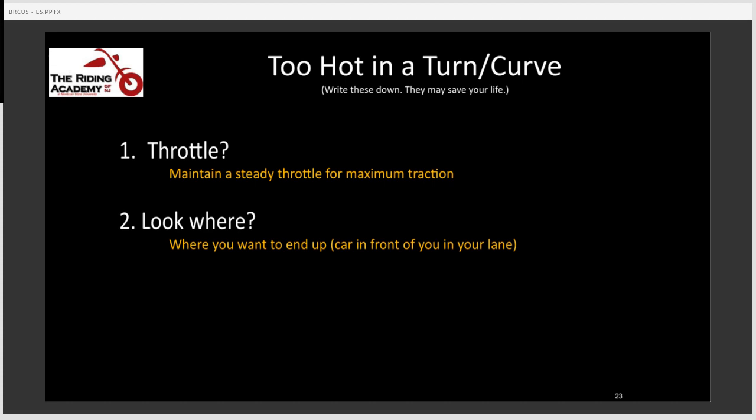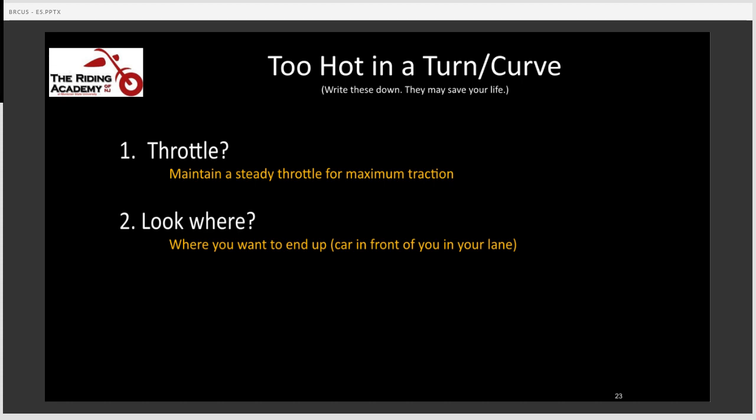Now, if you're lucky enough to have a car in front of you in your lane, look at the back bumper of that car, and you kind of automatically will follow it through the curve. You may want to try that in your car someday. When you're driving through a curve and there's a car in front of you, just look at the back bumper and you'll notice that you automatically do what's necessary to follow that car through the curve. So steady throttle, look where you want to end up.